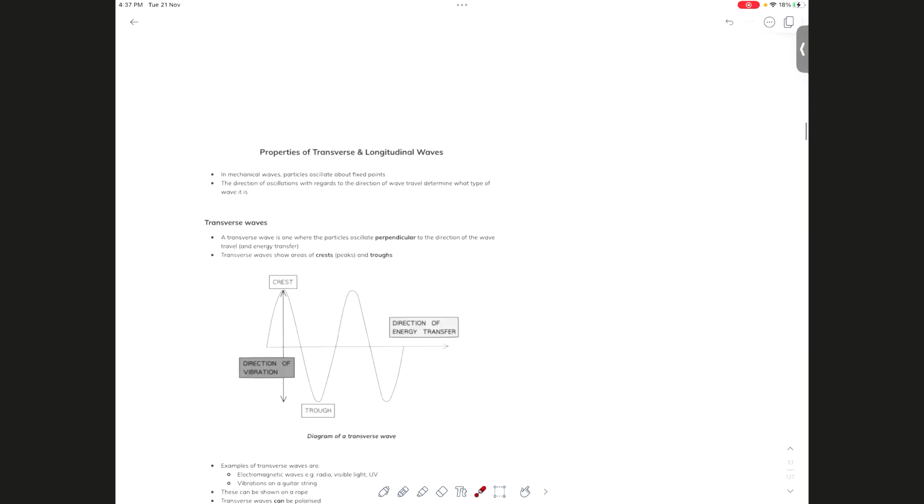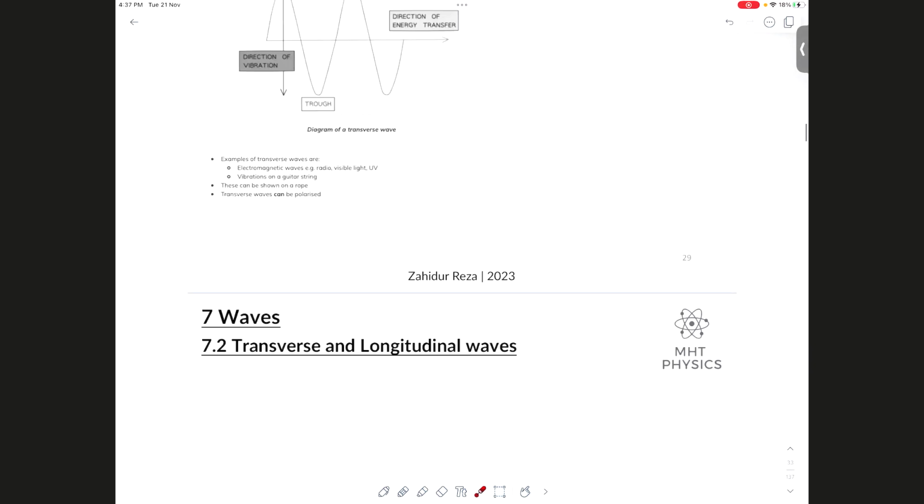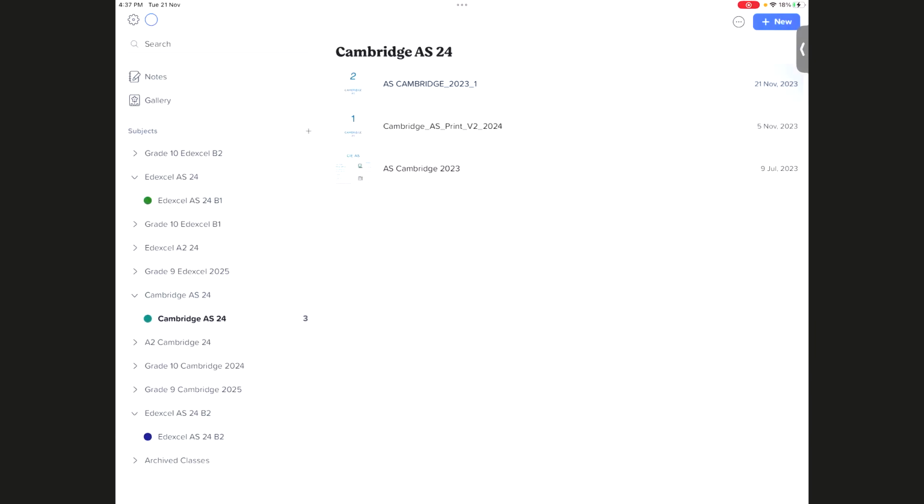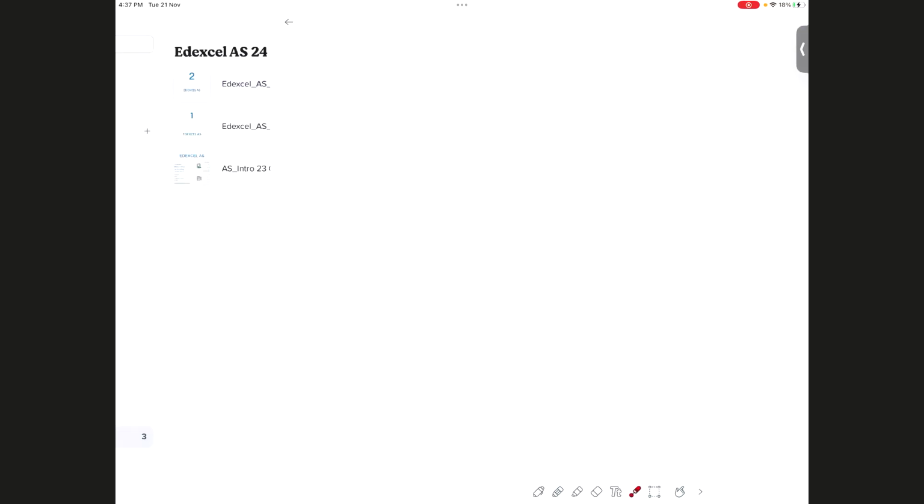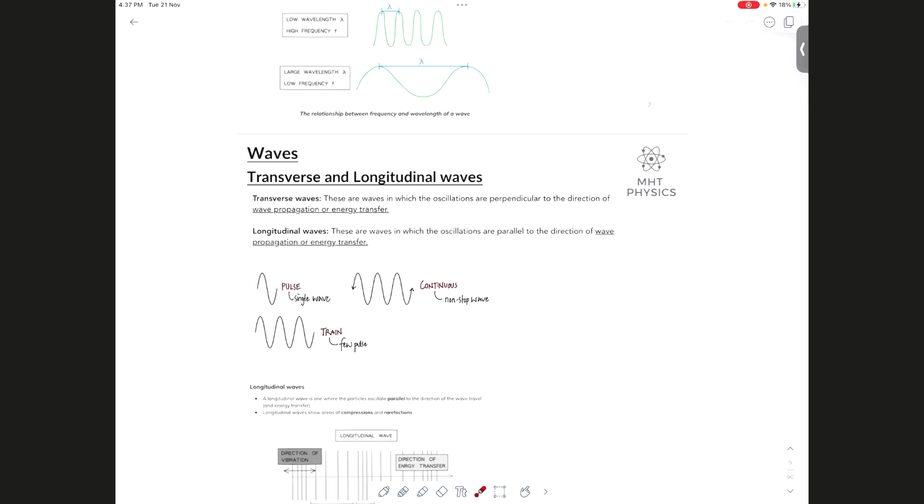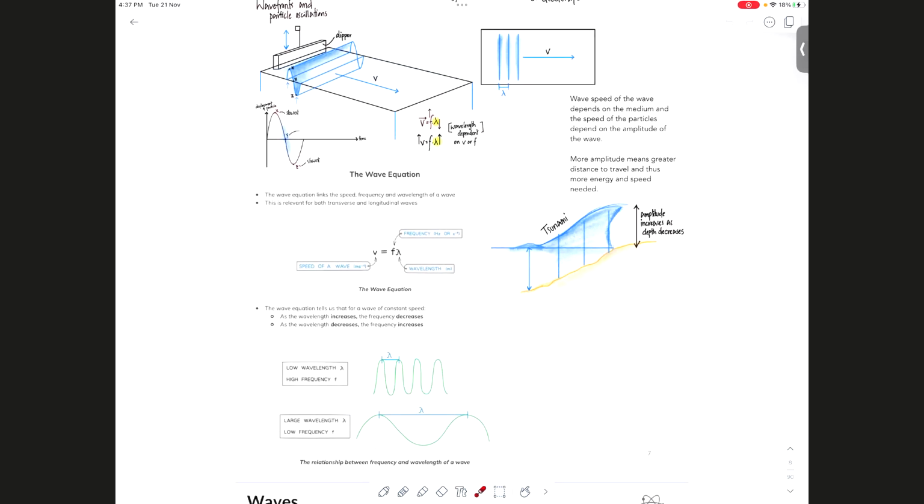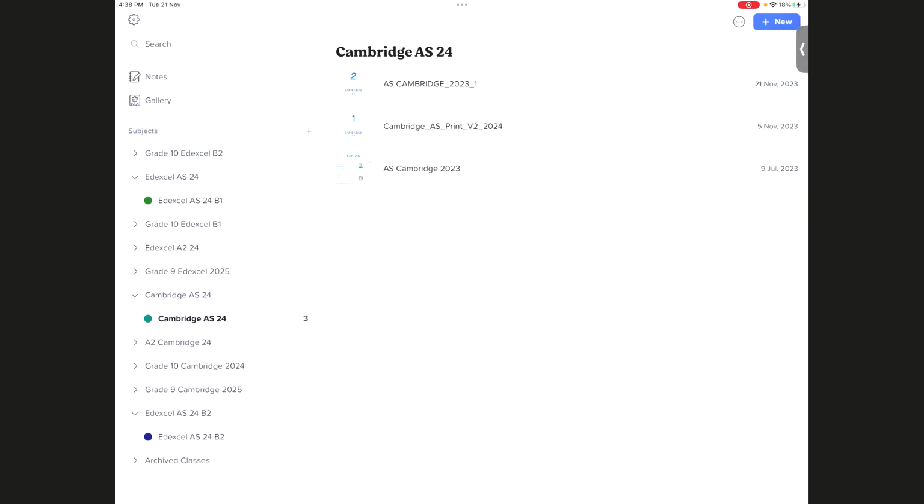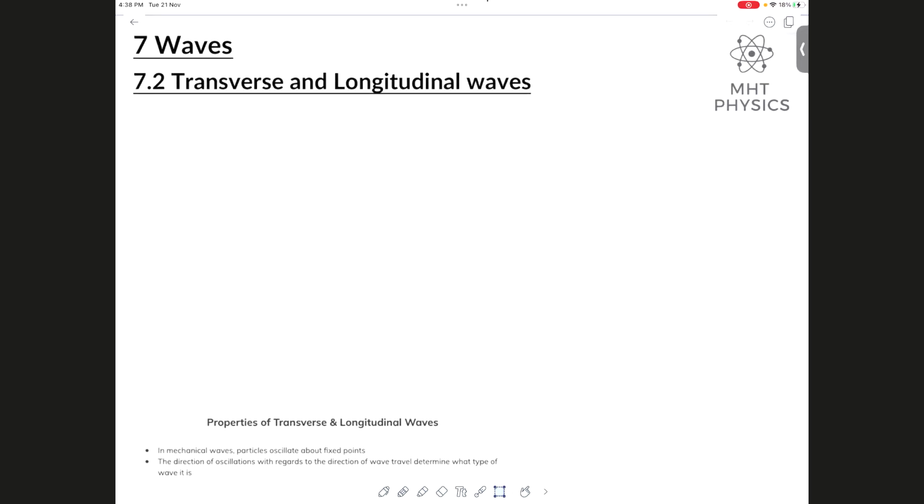So let's go to page number 29. So 29 is our two. Transverse waves and longitudinal waves, we need to look at these ideas. Can anyone tell me what's a transverse wave? Okay, so very basic, O-level definition exactly. So what's a transverse wave?